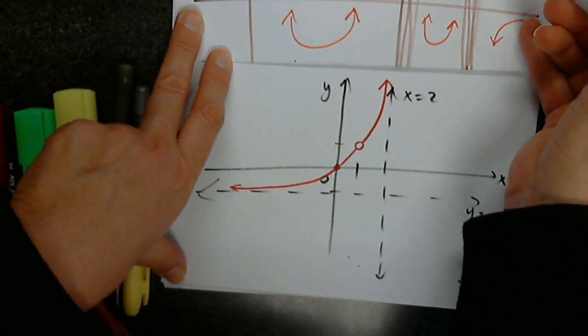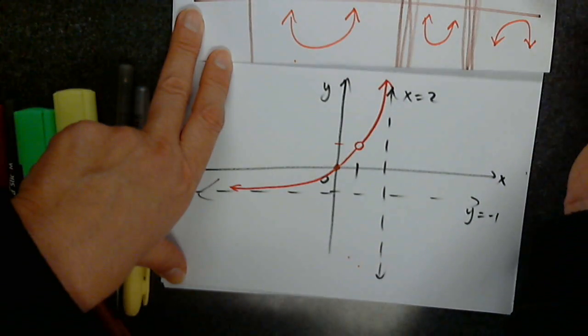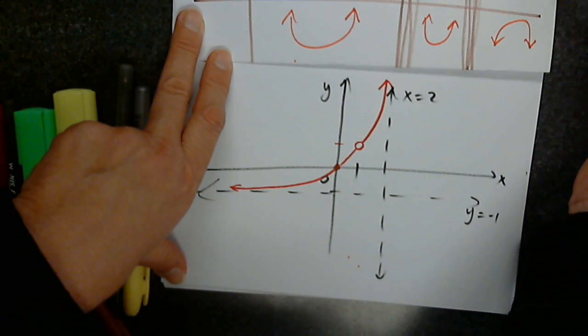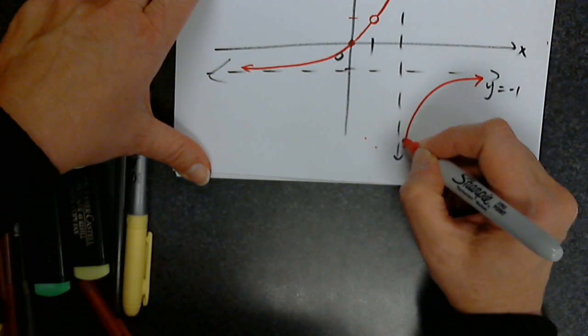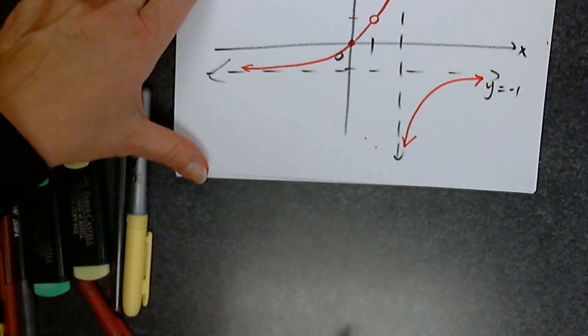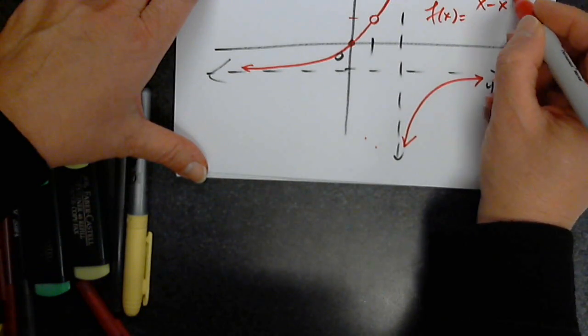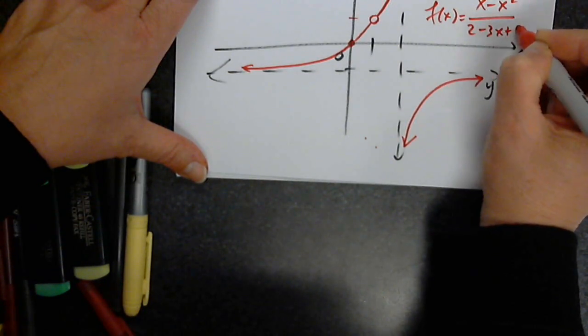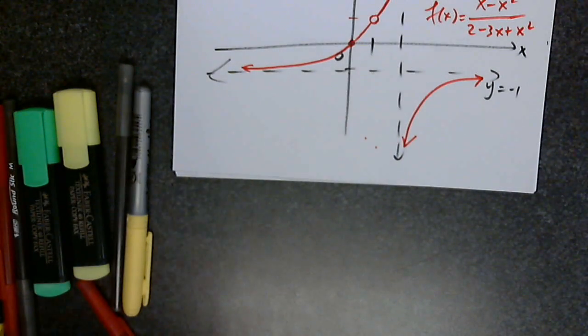On the other side, it's coming from negative infinity, and I forgot to say it's opening up. So it's coming from negative infinity, opening down, increasing to negative 1. And this is our function f of x, x minus x squared over 2 minus 3x plus x squared. Any questions?